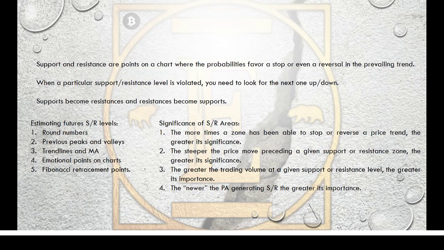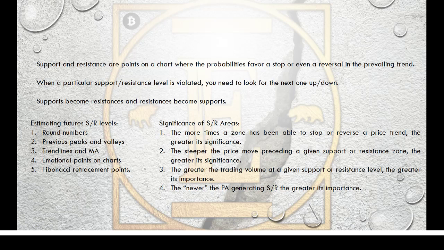Usually there's one that works better in different time frames, but the concept is that moving averages and trend lines are areas to pay attention to as support and resistance levels. The next one is emotional points on charts. For example, in Bitcoin, 10k, 20k, or 6k are points of great emotional interest in the history of Bitcoin.